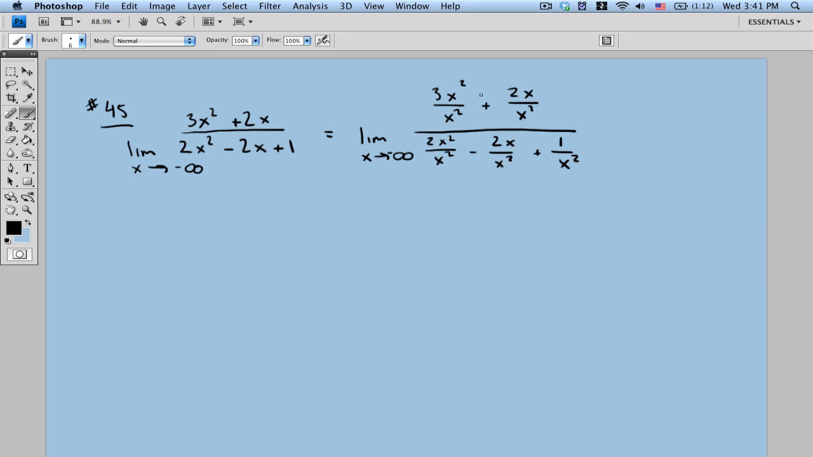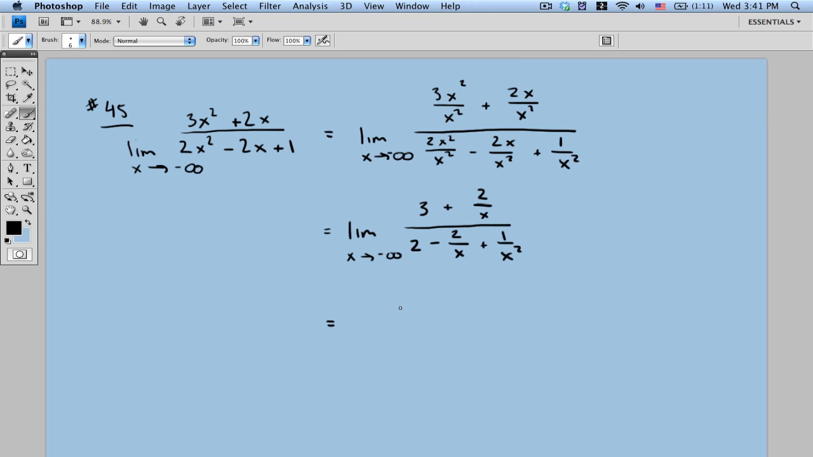Okay, well, let's see what happens when we cancel some of this stuff and simplify a little bit. This term up here is just going to become 3. This term is going to become 2 divided by x. This term here is going to become a 2, right? The x squareds cancel. Here we get 1 x canceling, so we've got 2 over x. And here there's nothing canceling, so we've got 1 over x squared.